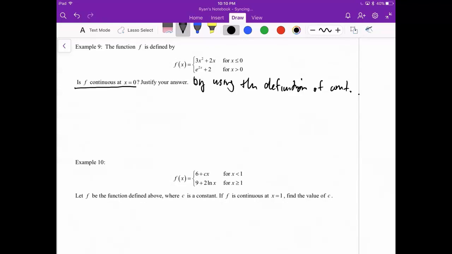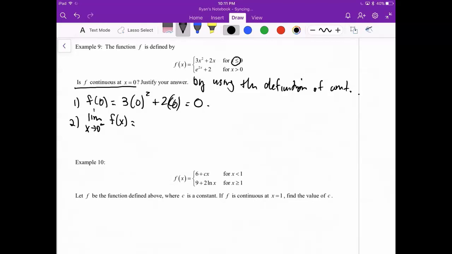So the very first thing is that f of 0 has to be defined. So f of 0 is equal to, again, because the equal bar is on this branch, I'm going to use the 3x squared plus 2x. So that's going to be 3 times 0 squared plus 2 times 0, which of course is equal to 0. So f of 0 exists, and it is equal to 0. So I move on to the next thing. The next thing is I have to figure out what the limit is on both sides of 0. So the limit as x approaches 0 from the left of f of x.